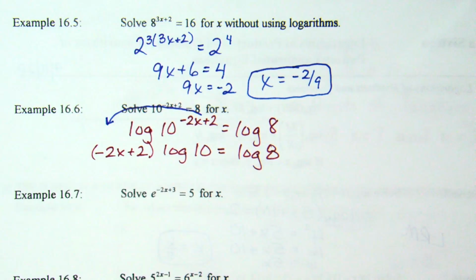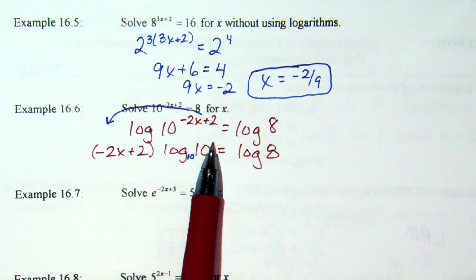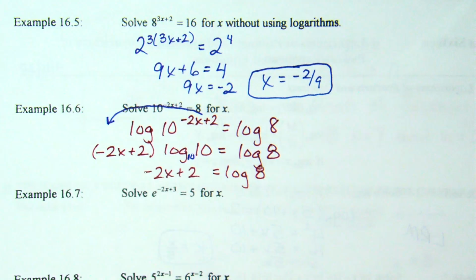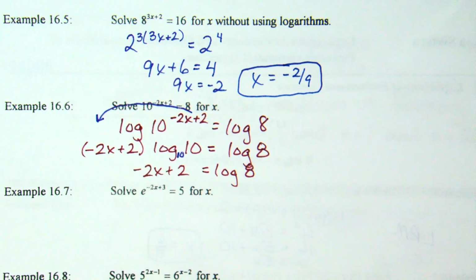Do you remember anything about log of 10? That is a base. And logs that have the same base and the same insides, they're really just equal to whatever power is up here, which the invisible power here is 1. So log of 10 is just equal to 1. So now my left side all of a sudden becomes negative 2x plus 2 equals log of 8. And life just got better. I mean, it's still not a pretty problem, but that definitely improves.